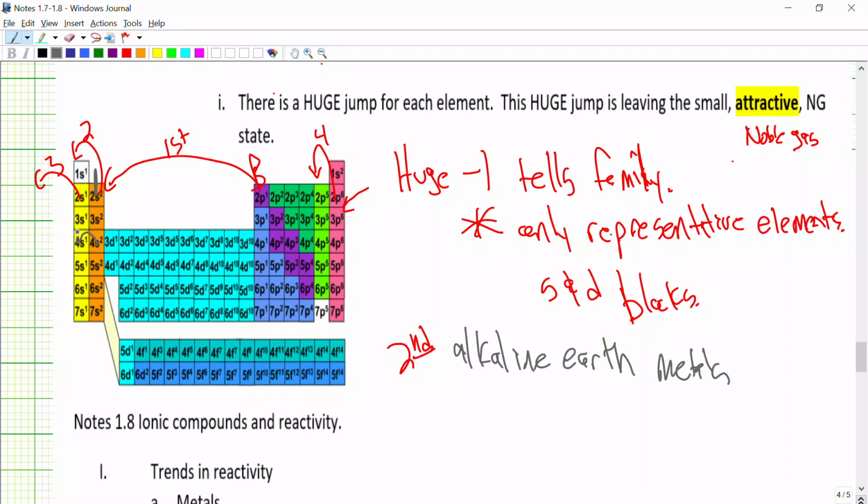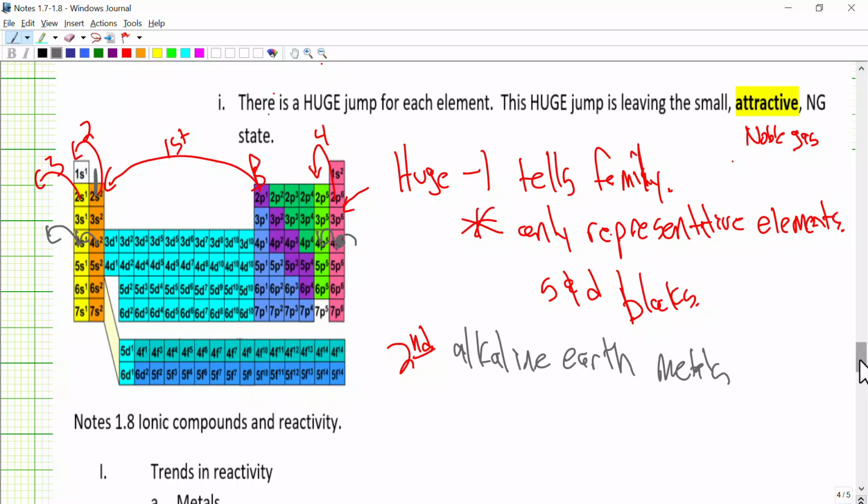The first one would be small. Why is it small? It's not leaving a small, stable, noble gas. The next one would be small. Why is it small? It's not leaving a small, stable, noble gas. This third one would be huge. When you leave the small, attractive, noble gas state, that means that it takes a lot of energy to do it, right?